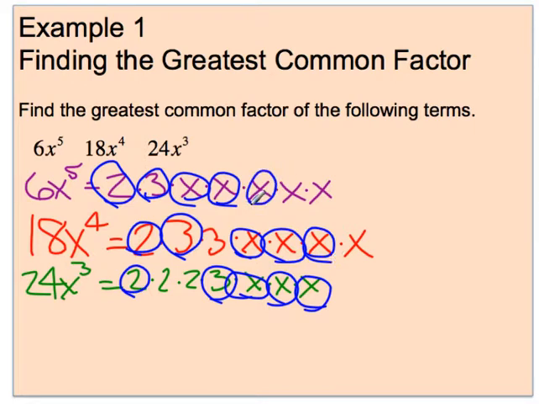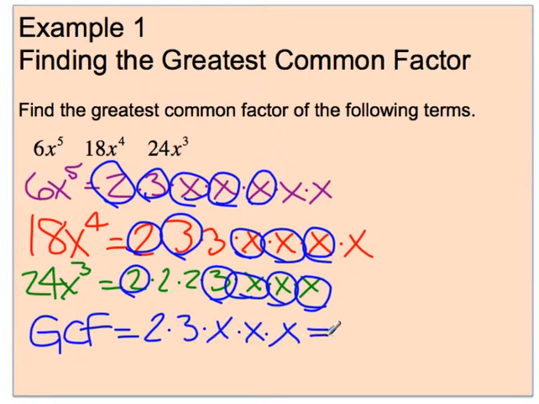So finding the greatest common factor, we write a prime factorization of each of the terms, and then circle the parts of the term that are included in each of the 3 terms. Once we know which ones are in common, we multiply them together. So our greatest common factor, or GCF, is going to be 2 times 3 times x times x times x. And 2 times 3 is 6, and we have x to the third. So our greatest common factor here is 6x to the third power.